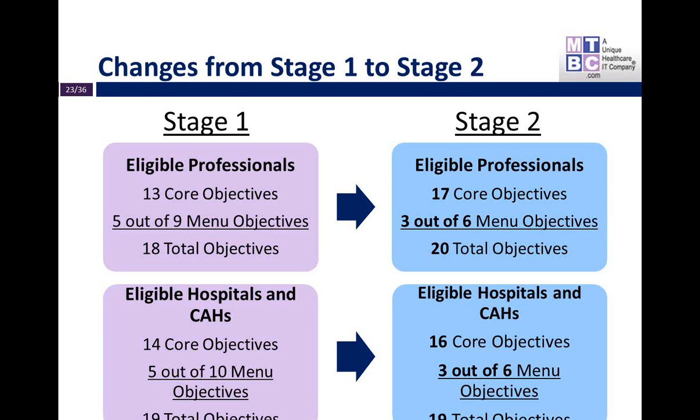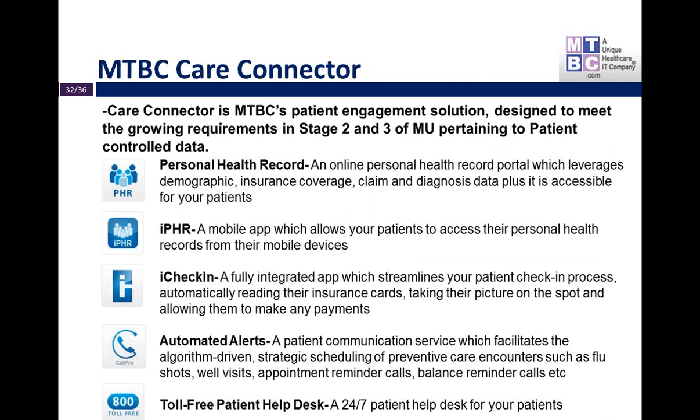So the difference between stage 1 and stage 2 is that in stage 1 there were 13 core objectives for eligible professionals and 5 out of 9 menu objectives, and a total of 18 objectives. And in stage 2, eligible professionals need to meet 17 core objectives and 3 out of 6 menu objectives, and a total of 20 objectives.